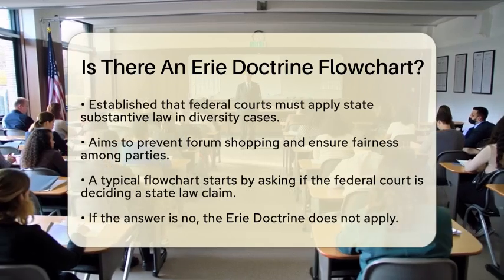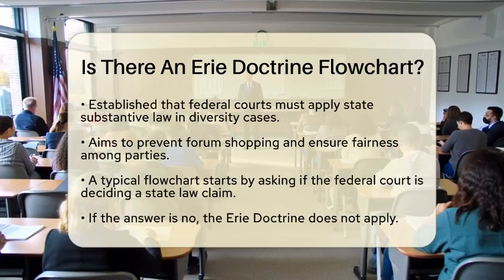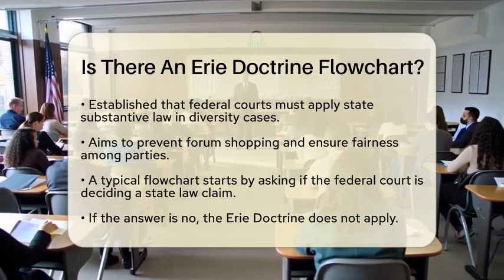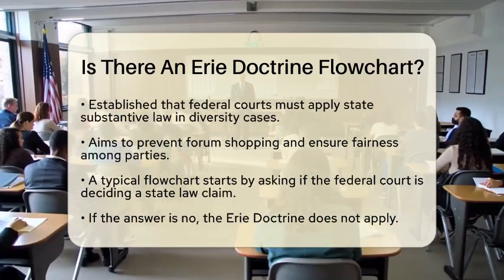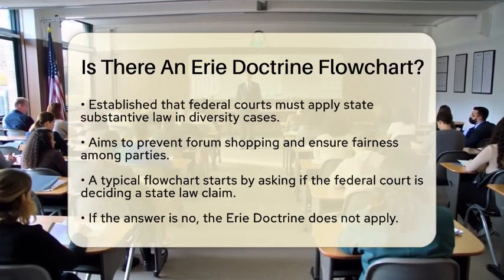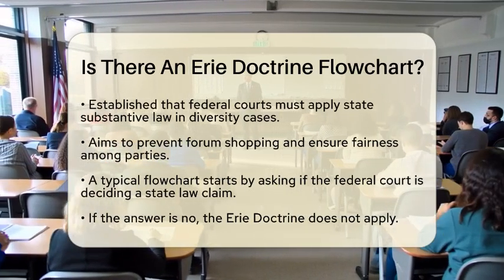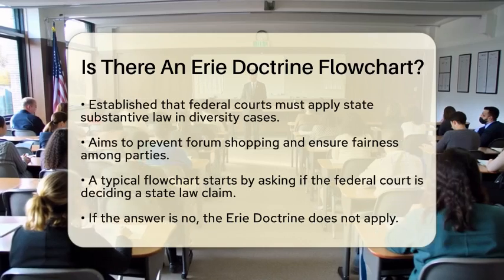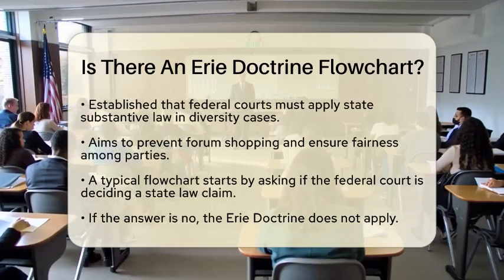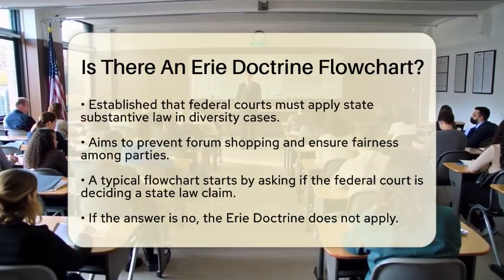Now, what does a typical Erie Doctrine flowchart look like? It usually begins with a straightforward question. Is the federal court deciding a state law claim? If the answer is no, the Erie Doctrine does not apply, and you can move on. If yes, the flowchart guides you to the next step, which involves analyzing the type of federal law in question.